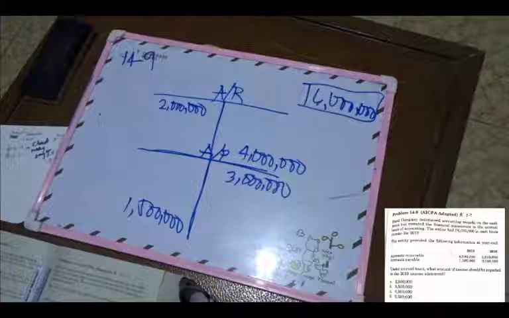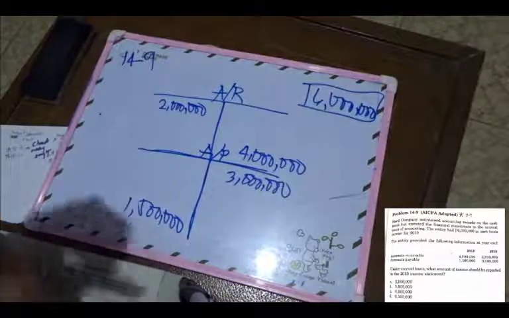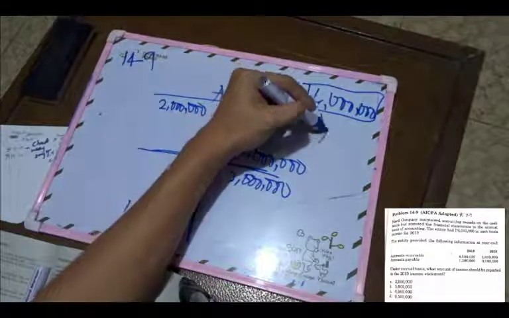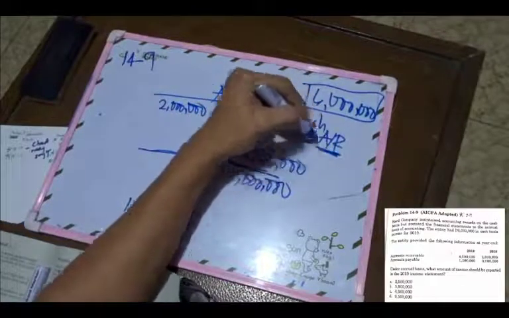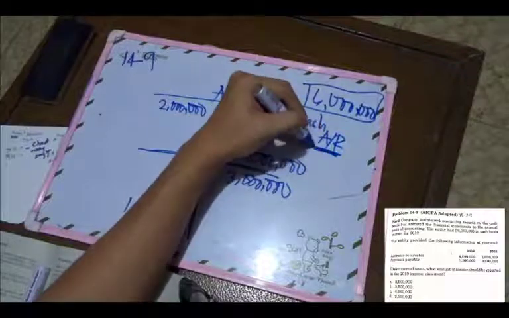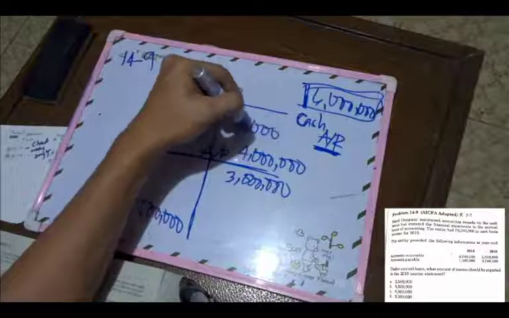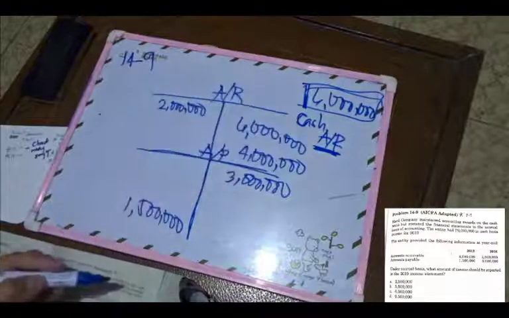Okay. So what would be the journal entry if you have AR collection? That would be debit cash, credit AR. So if you'll notice, for every cash receipt, AR is credited. That's why we put 6 million on the credit side of AR.